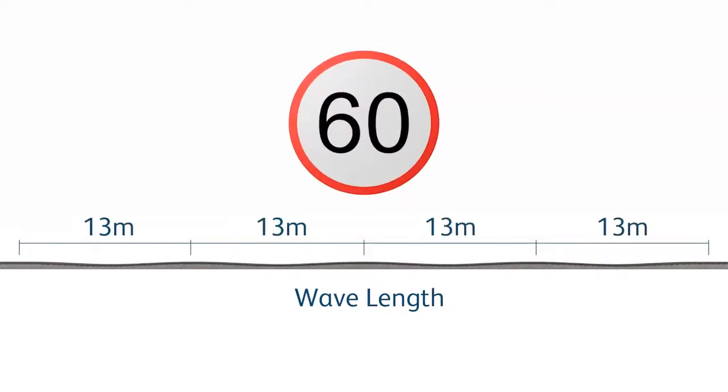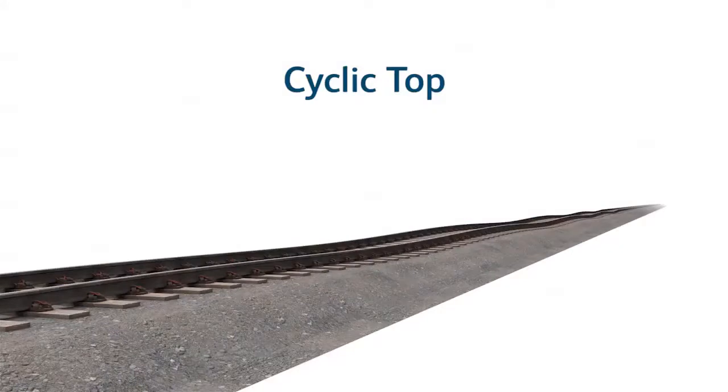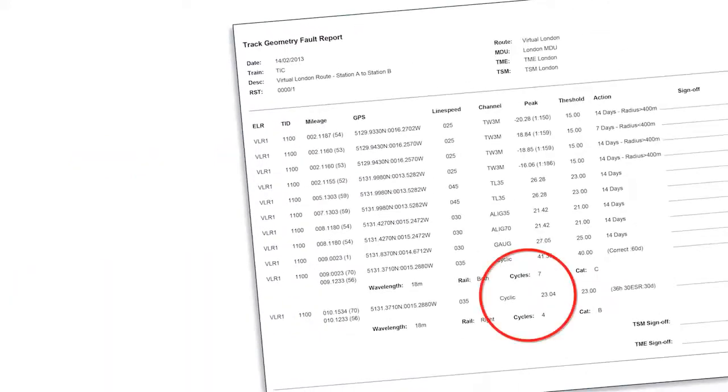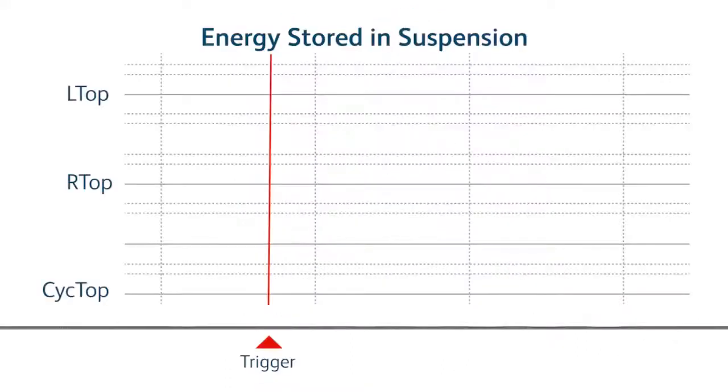The slower the predominant speed of traffic, the shorter the wavelengths are that affect the trains. Cyclic top is recorded at 4.5 meters, 6 meters, 9 meters, 13 meters, and 18 meters because of the various possible speed profiles of all trains on the network. On the fault report, cyclic top will be reported with the number of cycles. The number of cycles reported is the number of dips at the specified wavelength beyond the trigger.